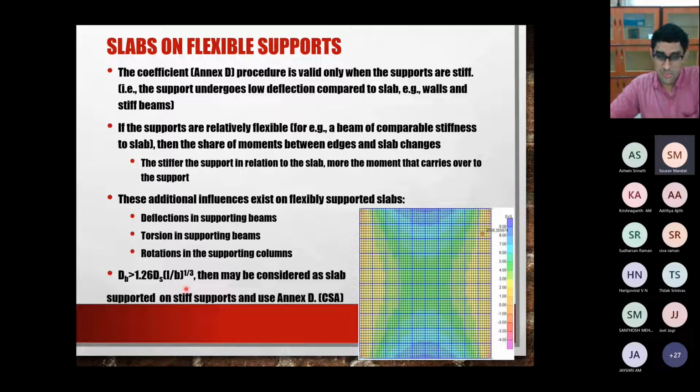Okay, so there's an empirical relation which says that if the overall depth of the beam, so 300 by 500 means 500, is greater than 1.26 times the slab depth into (L by B) power 1 by 3, where L by B is the dimensions of the slab, the length and breadth of the slab. So if you see that this relation is satisfied, you can assume that the slab is supported on stiff supports, and you can use an XD.